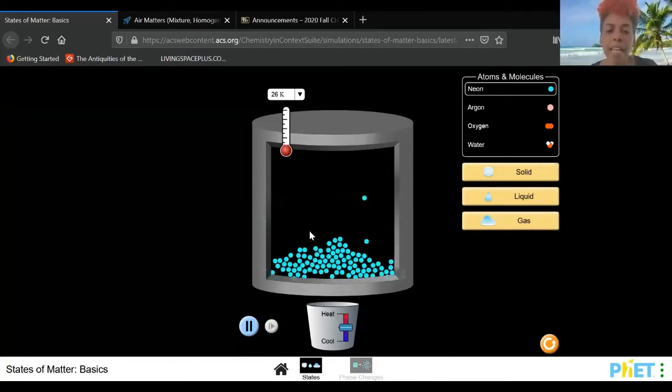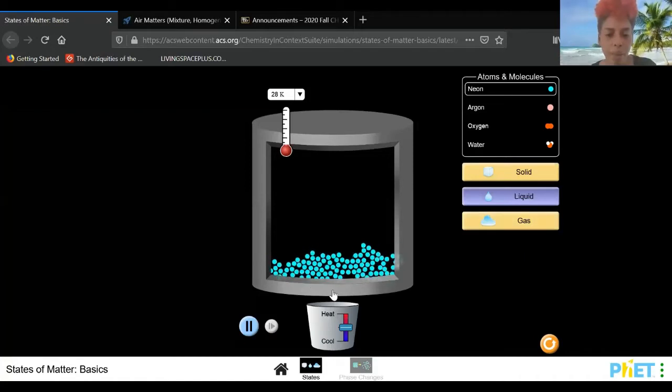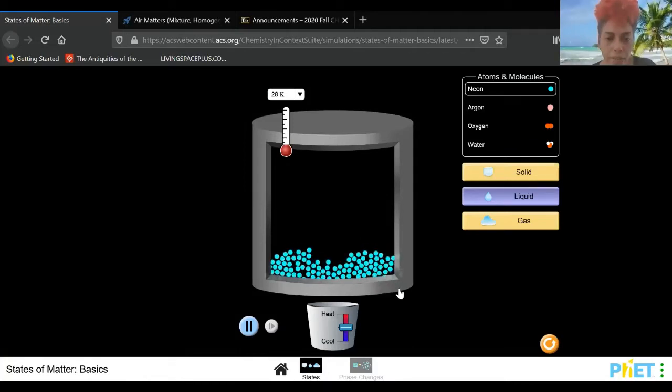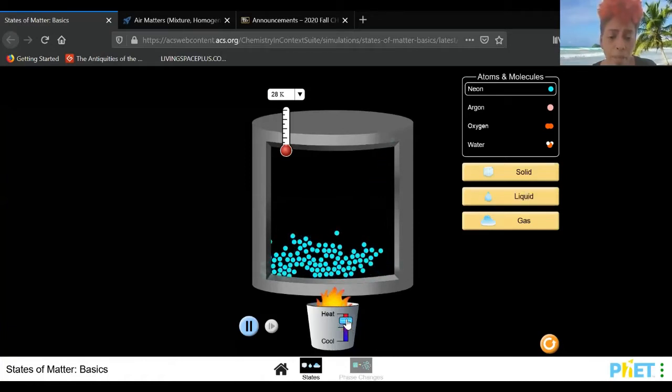And in every liquid, there are some atoms that can break free from the liquid and become a gas. So here we go, let's see specifically a liquid. Now, notice that some of these atoms are breaking free every once in a while, because they're bouncing into each other, and some get enough energy to break free. Now let's heat it up a little bit more.